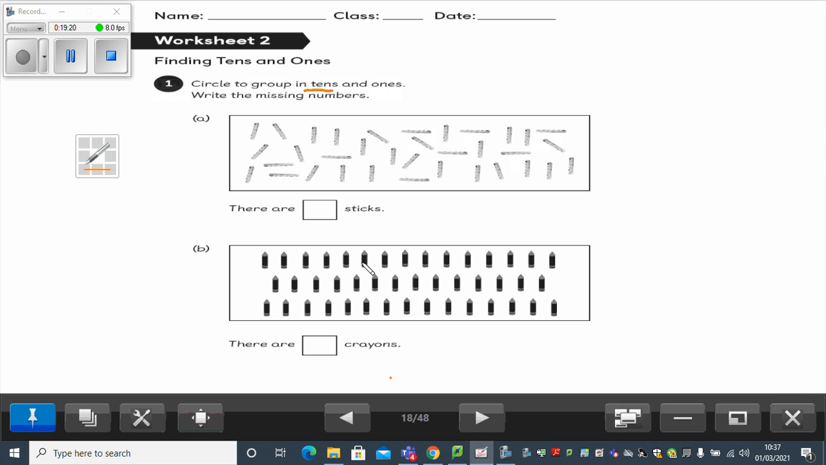Now, because there are lots in the boxes, I find it easy when I'm counting lots of objects to put a dot on each of the objects as I'm counting so that I don't miss any and I know which ones I've counted. So I'm not counting any of them twice. So group in tens and then count the tens and the ones to find your whole number.